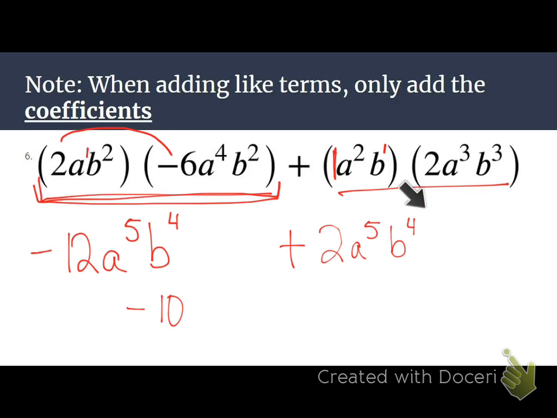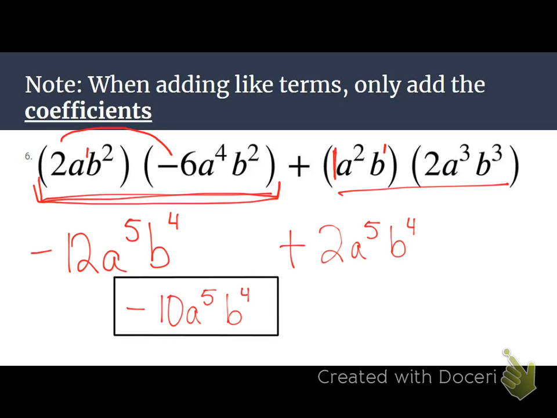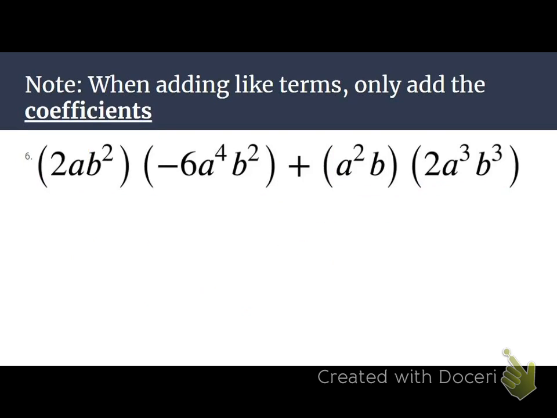Our exponents back here on A and B do not change. That's what this note at the top is about. We're only adding coefficients together, meaning the numbers out in front. We're not going to change the exponents when we combine like terms. That is an issue that we ran into back when we reviewed earlier in the year. Anybody need more time on 6 before we move on? Okay.